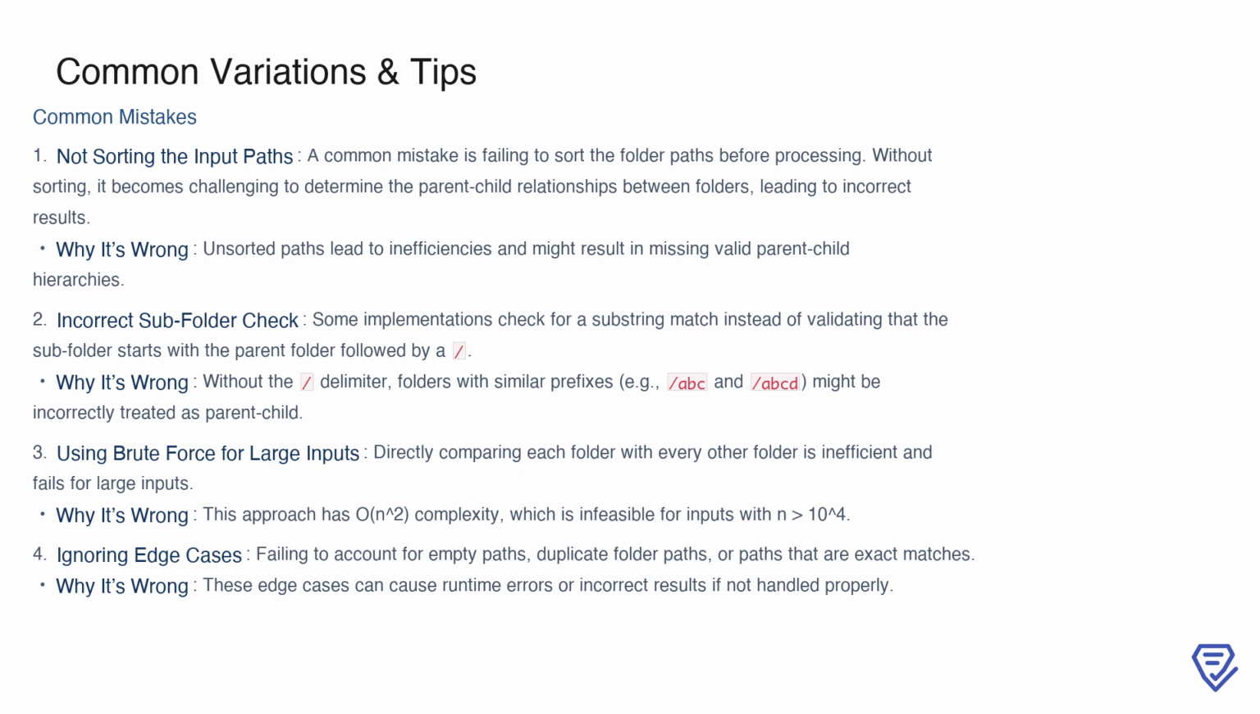Additionally, using brute force methods for large inputs can be problematic. Comparing every folder with every other folder results in O(n squared) complexity, which is impractical for large datasets. Finally, edge cases like empty paths, duplicate folder paths, or paths that are exact matches are often overlooked. These scenarios can lead to runtime errors or incorrect results if not handled properly.